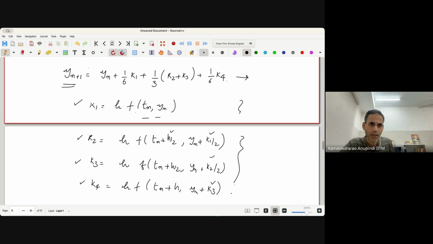So as you can see, there are 4 function evaluations. Okay, there are 4 function evaluations. So it is actually fourth order accurate globally.